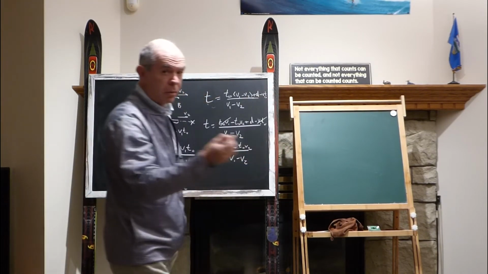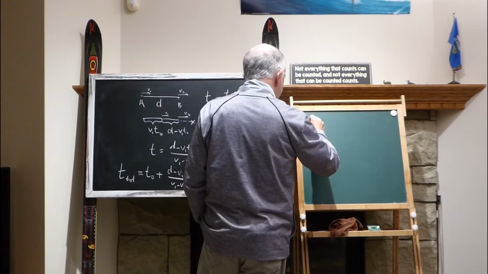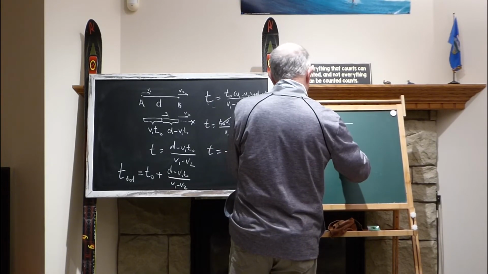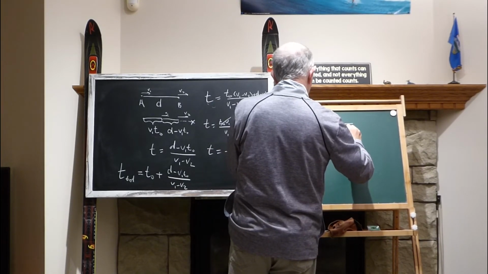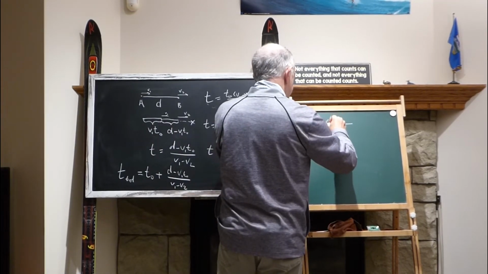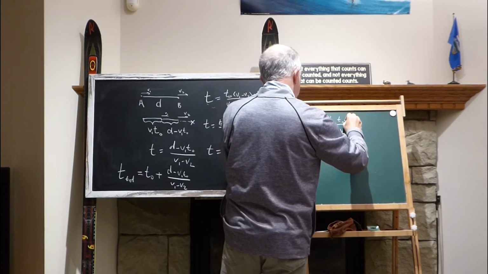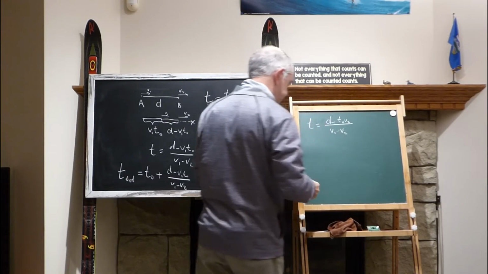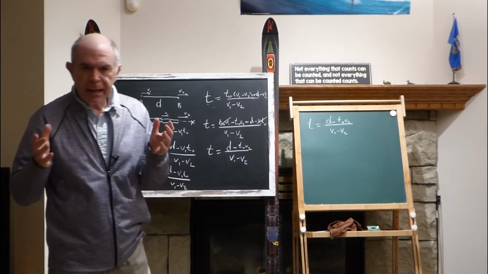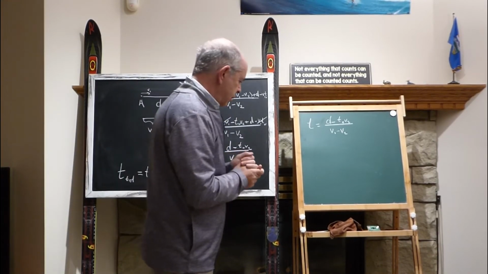I will put it here because I will come back to this with different angles. T equals d minus t0 v2, over v1 minus v2. And that's basically it. Only we have to put in the numbers.